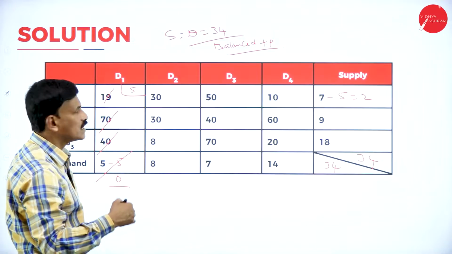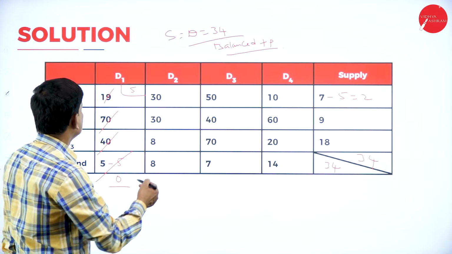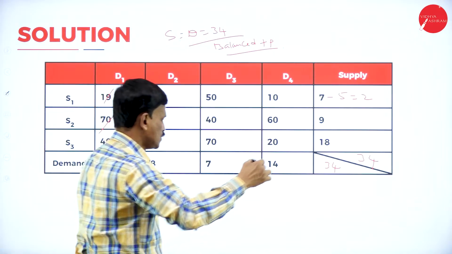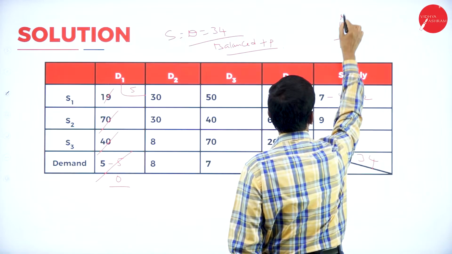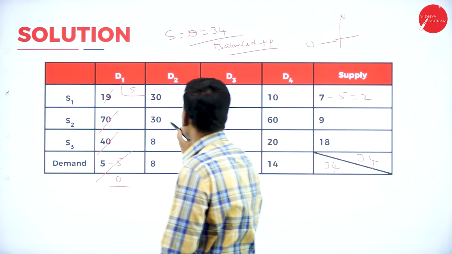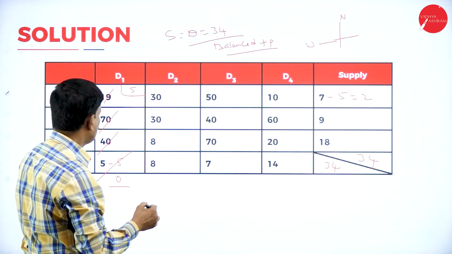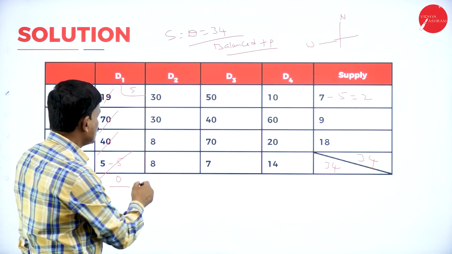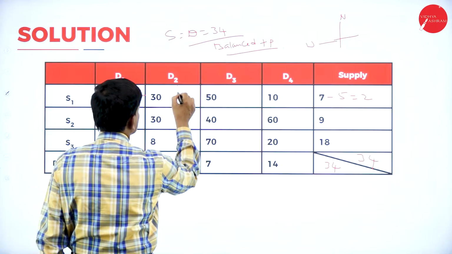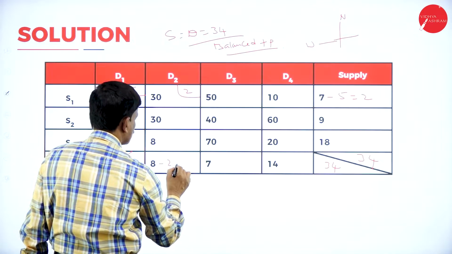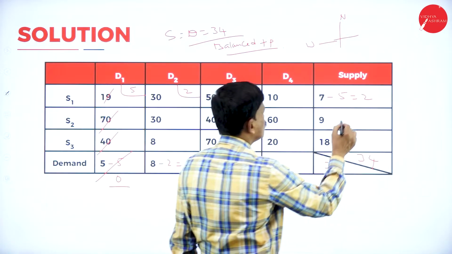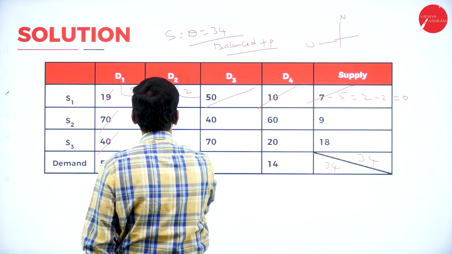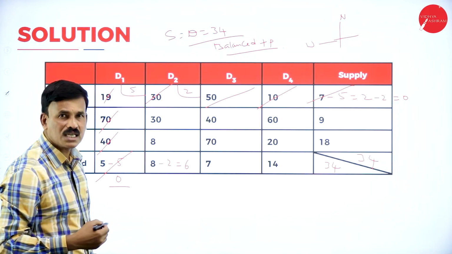Now again find out the next northwest element. The next northwest element is 30. Again verify the supply and the demand. The demand is 8 and the supply is 2. In 8 and 2, the minimum value is 2. Let us allocate 2 here. 8 minus 2 is equal to 6. Here 2 minus 2 is equal to 0. Once this becomes 0, you can cancel the entire row. Okay, we can cancel this.